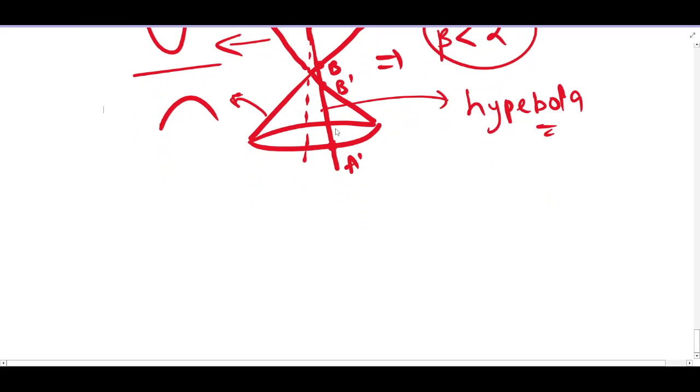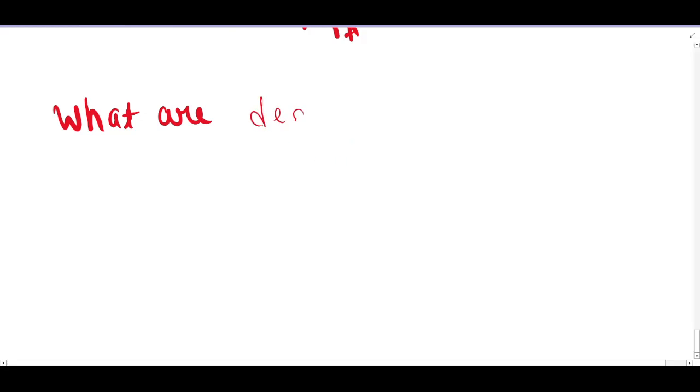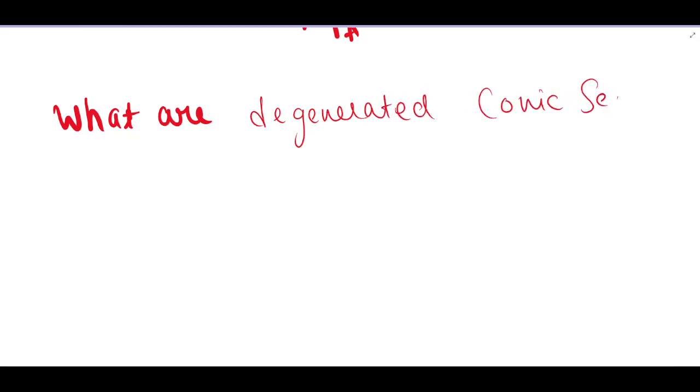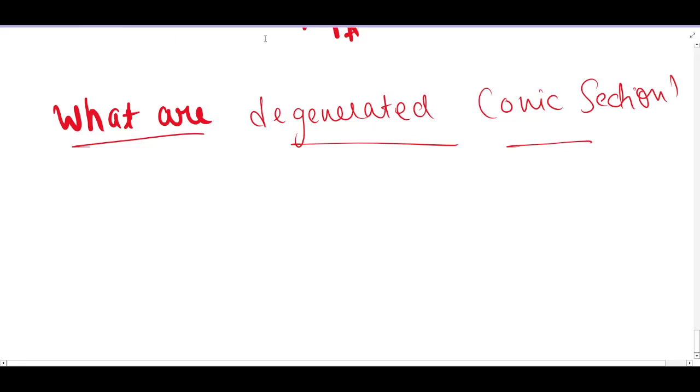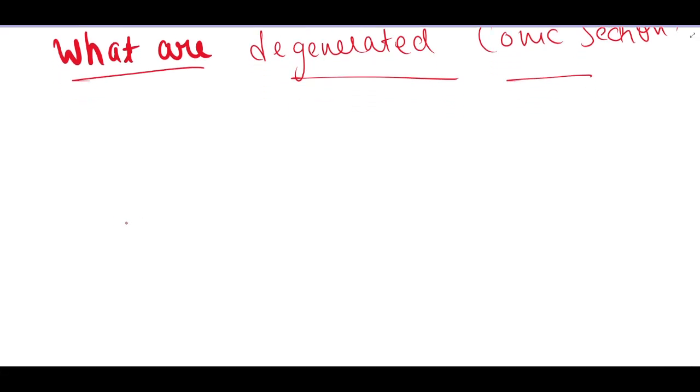So next is, what are degenerated conic sections? When the plane cuts at the vertex of a cone, then we have three curves.